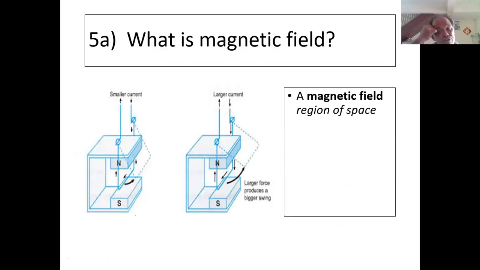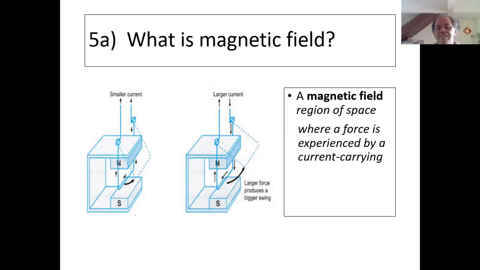Then we must be able to define what a magnetic field is. It's just a region of space where a force is experienced by a current carrying conductor or a magnet. Either one. We can use a magnet to detect the presence of a magnetic field, or we can use a current carrying conductor. Both will be affected by the field. A force will act on them.